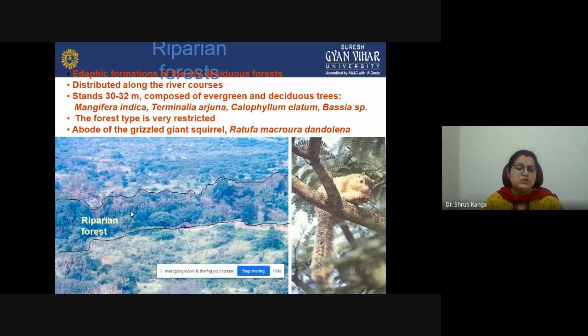Then riparian forest is also found there. Then edaphic formations of the dry deciduous forest are distributed along the river courses, and along with that you can find this riparian type of forest. The stands are 30 to 32 meters, and it is composed of both evergreen and deciduous tree types. The forest type is very restricted, and the abode of the grizzled giant squirrel and Ratufa macroura; all these kinds of fauna can also be found in these riparian forests.